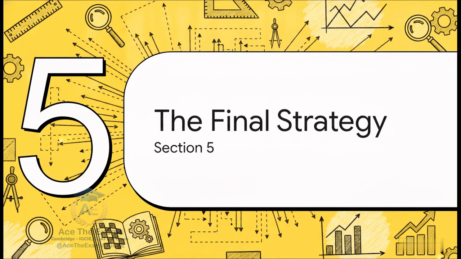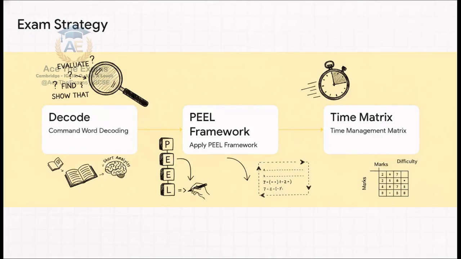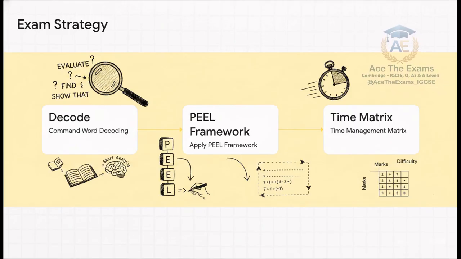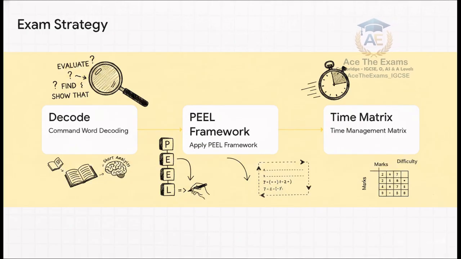We are now transitioning into our final act, Section 5, the final strategy. We're going to consolidate all of these theoretical frameworks, examiner insights, and technical methodologies into an actionable, completely foolproof exam strategy cheat sheet. This is your ultimate playbook for the trading floor. Here are the 3 absolute rules for exam mastery. Step 1. Command word decoding. When the exam says evaluate, it means something entirely different than find or show that. If you don't decode the command word, you're just answering a question they didn't even ask.